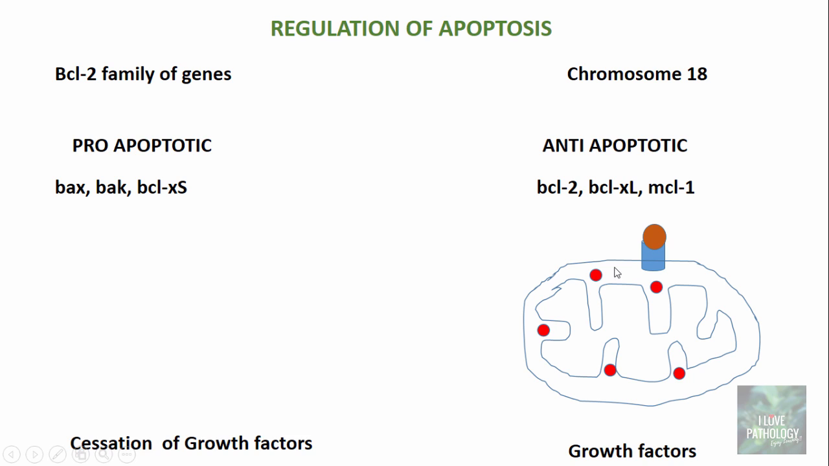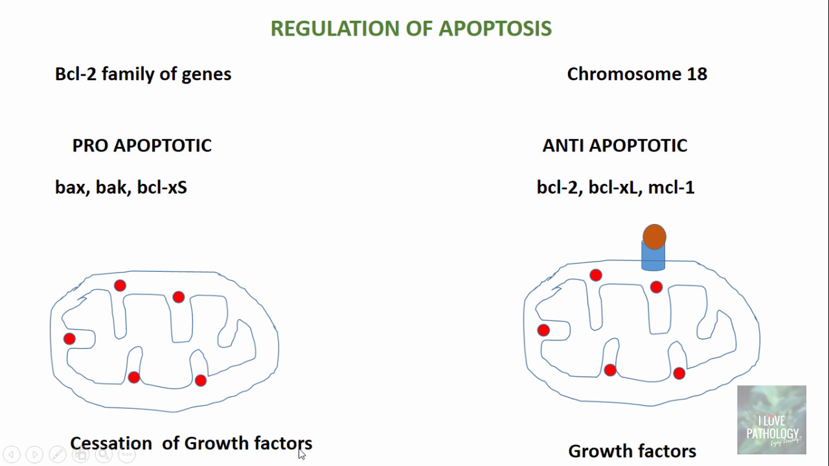Now, the pro-apoptotic genes are activated whenever there is a cessation of growth factors. So these genes are activated: BAX, BAK, BCLXS. Once activated by cessation of growth factors, BAX and BAK oligomerize with the outer mitochondrial membrane proteins, and then they promote the leakage of cytochrome C. Now we know that the anti-apoptotic genes prevent the escape of cytochrome C, whereas pro-apoptotic genes encourage the escape of cytochrome C from the intermembranous space.